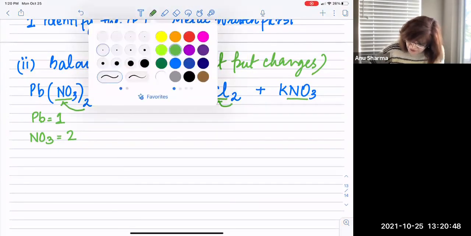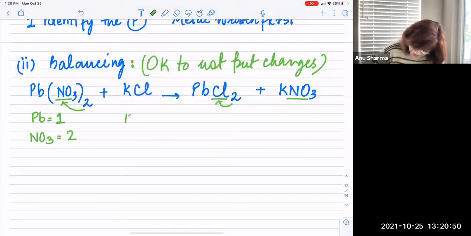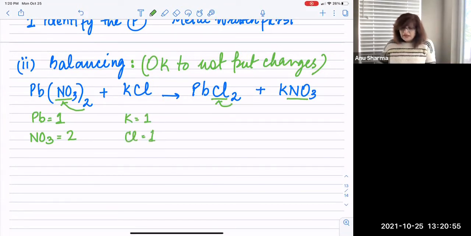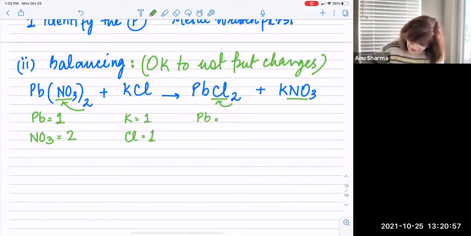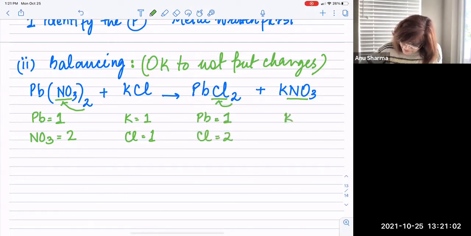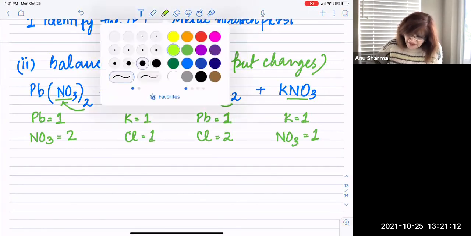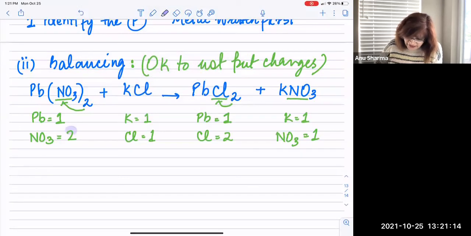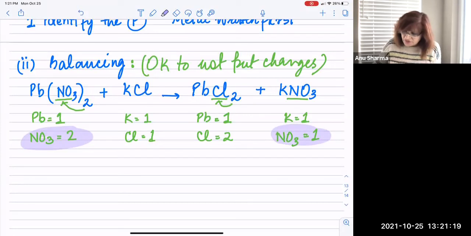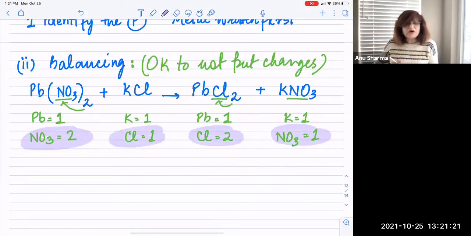Next, we're going to look at potassium. Potassium is 1 and we have chlorine 1. Here we have lead 1 and chlorines 2. We have potassium 1 and nitrate only 1. So what is not balanced? The nitrate is 2 here and 1 there, so that's not balanced. Chlorine is 2 here and 1 there, not balanced.